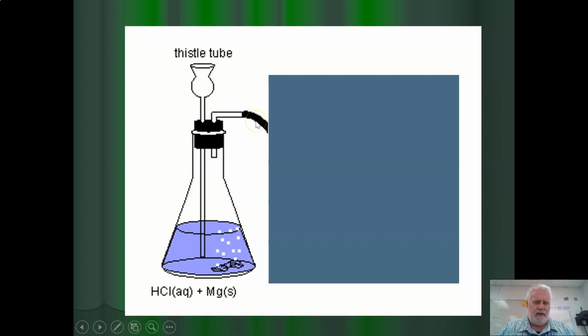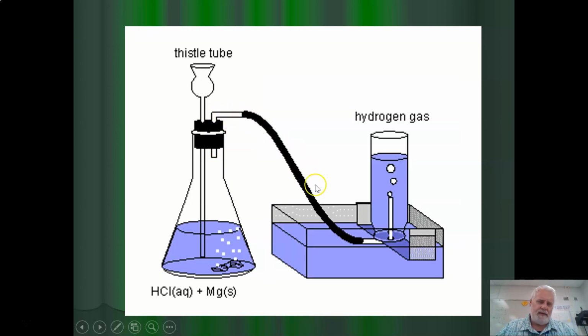And where does this go? It goes into a big pan of water, and you have to make sure this whole thing is submerged underwater. And then when it bubbles up, guess what you've got up here? Hydrogen gas. Okay? So that's a really good diagram of how we are going to collect gases over water.